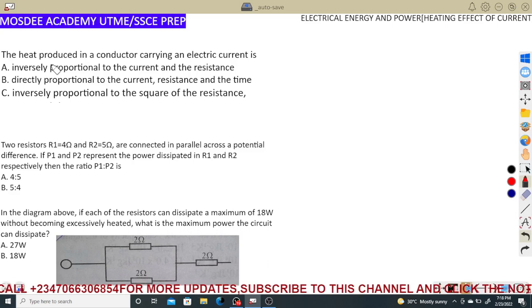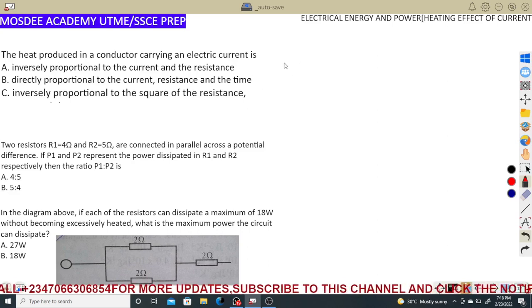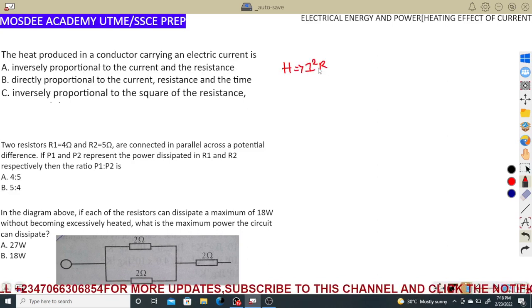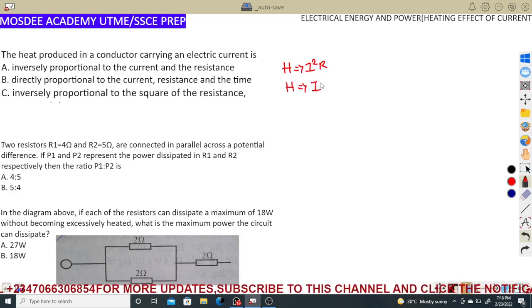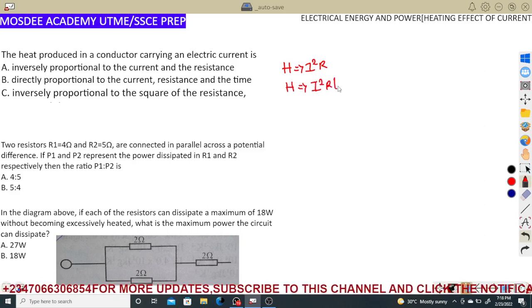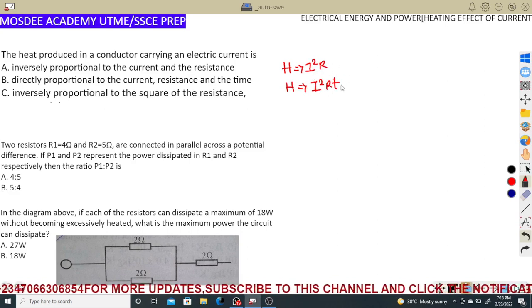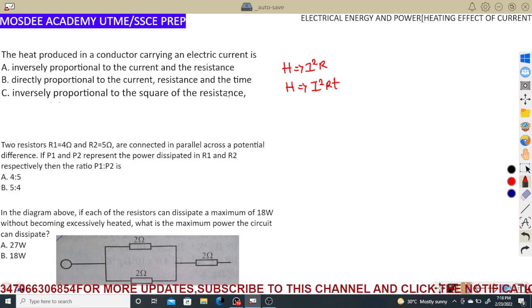I'm sorry about that. The heat produced in a conductor carrying an electric current is dash. We've talked about that. Heat in joules per second is I squared R. And if it is in form of energy, we can write it as heat in joules, I squared R T. The first formula is written in form of joules per second, whereas the second one is written in ordinary joules. I hope you understand that. So we can just take this option.